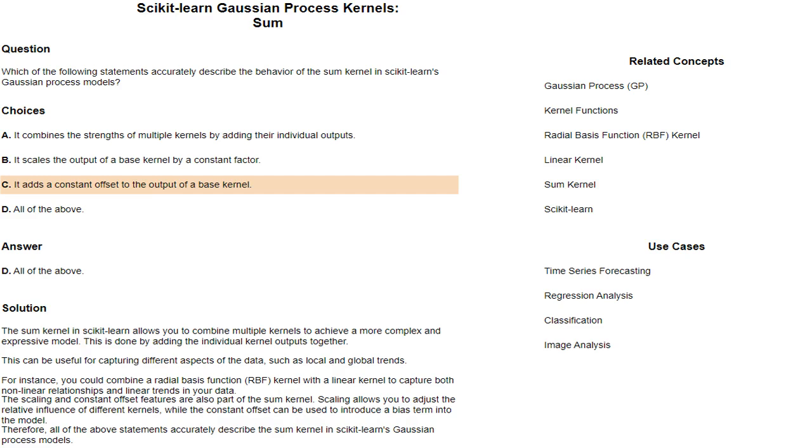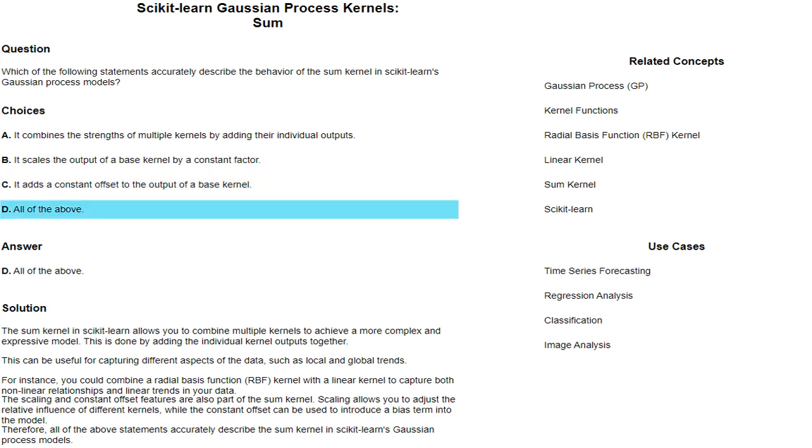C. It adds a constant offset to the output of a base kernel. This statement is also correct. The sum kernel can add a constant offset to the output of a base kernel. This can be used to introduce a bias term into the model. True. D. All of the above. This statement is correct because A, B, and C are all true statements describing the behavior of the sum kernel. True.